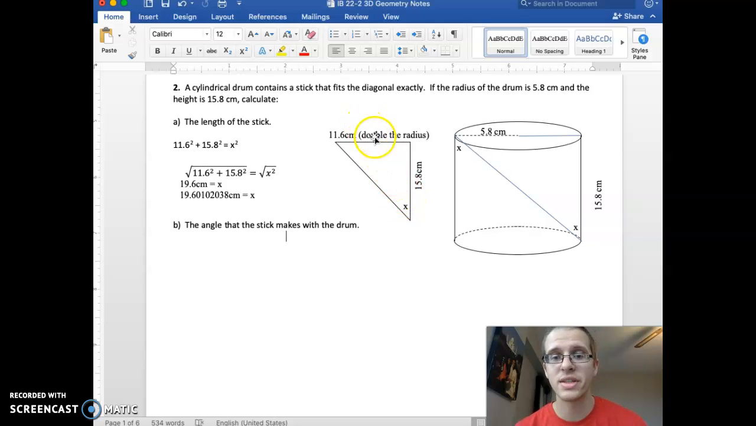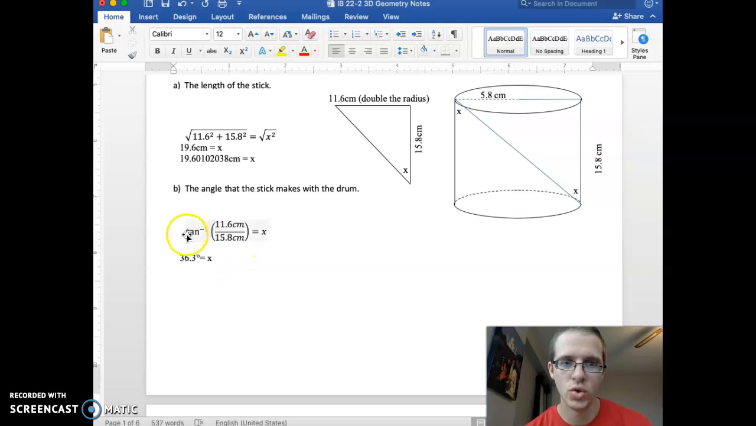If we're doing opposite and adjacent, I want to use my inverse tangent function. Alrighty. Inverse tangent of opposite over adjacent, you should be getting 36.3 degrees. That again is rounded to 3 sig figs. It doesn't tell me to, so if you wrote the exact answer, that is also fine. But if you're rounding, it's got to be 3 sig figs. So that is 36.3 degrees. That is the angle the stick makes with the drum. End of problem 2.